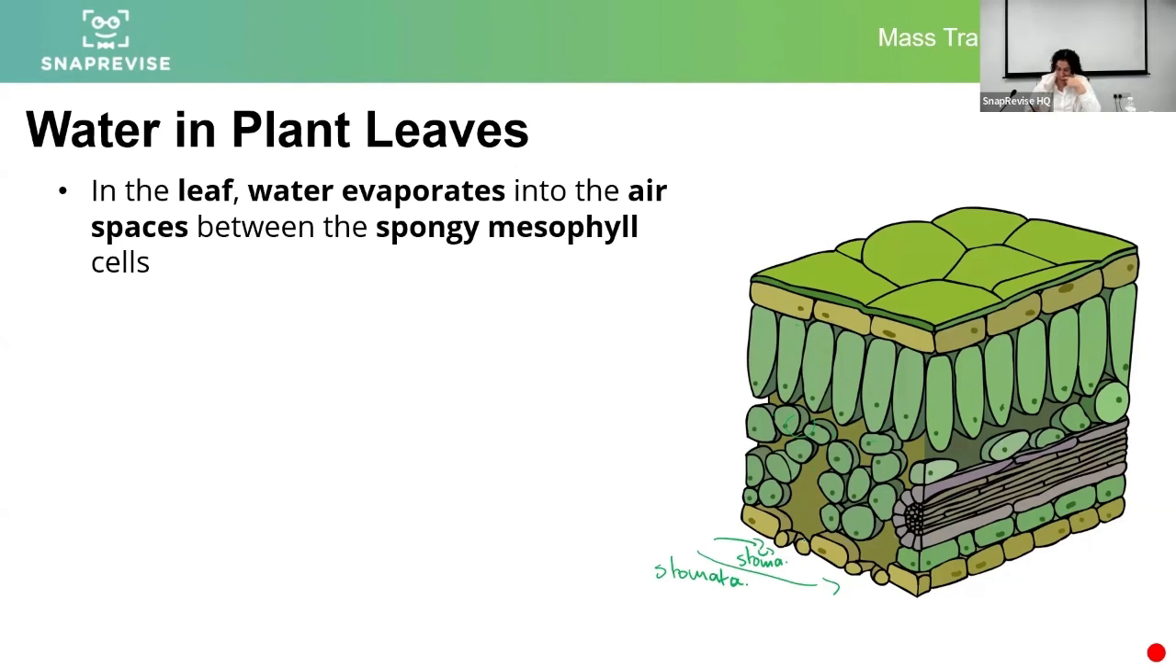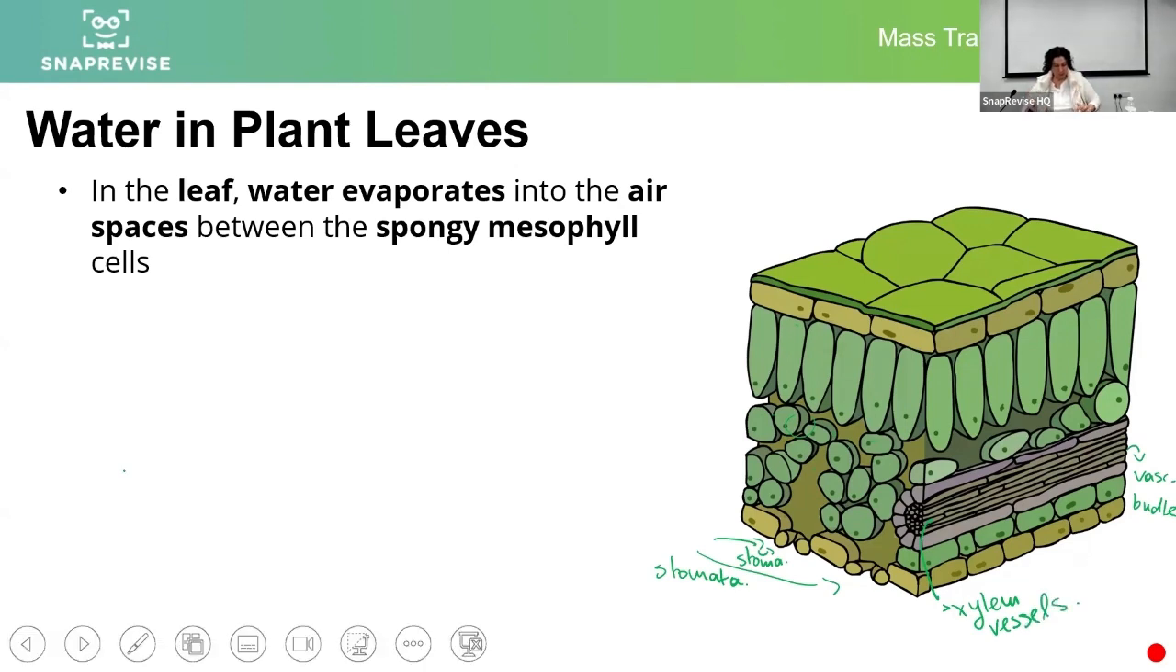Here we have our vascular bundle, which will include both xylem and phloem vessels. However, here in this particular example, we're going to focus on the xylem vessels here.